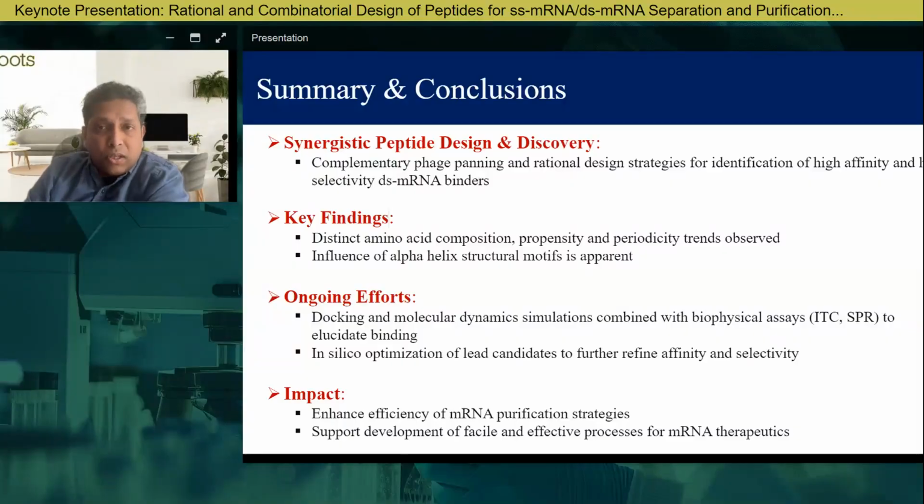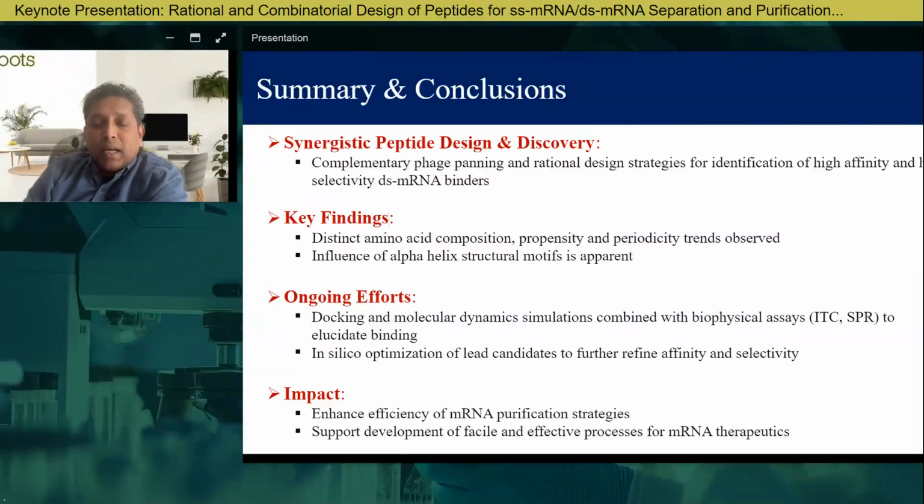We found certain structural elements that seem to be conserved, especially the alpha helical structures that make the peptides bind really well to these RNA molecules. I spoke briefly about the ongoing efforts. We're looking at docking, molecular modeling, but then also more refined experiments with SPR, ITC, fluorescence polarization to get better quantitation of the binding metrics, the KD, the Bmax, and so on and so forth.